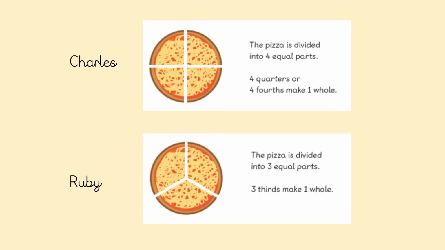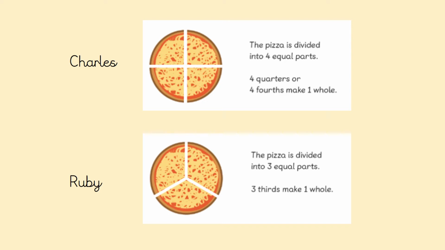So your pictures probably looked a bit like this, but without all the cheese on top. Charles's pizza was divided into 4 equal parts. So there's a line vertically down the middle and a line horizontally across the middle. That gives 4 quarters or 4 fourths. So he ate 1/4, then another 1/4, then another 1/4, and then another 1/4 to make up 1 whole pizza.